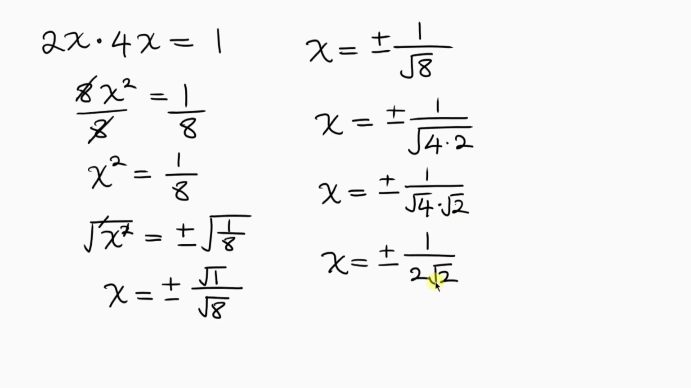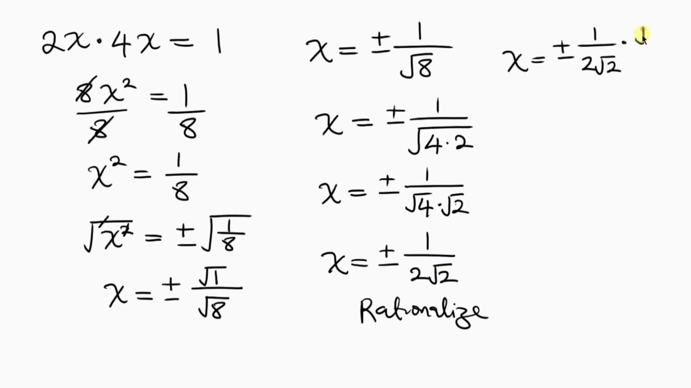Very good. And just as we said, a surd cannot be a denominator. And because of that, we rationalize. So let's rationalize. On rationalizing, we have x to be plus or minus 1 all over 2 root 2. Now, to rationalize means we multiply the numerator by the square root of 2. We also multiply the denominator by the square root of 2.